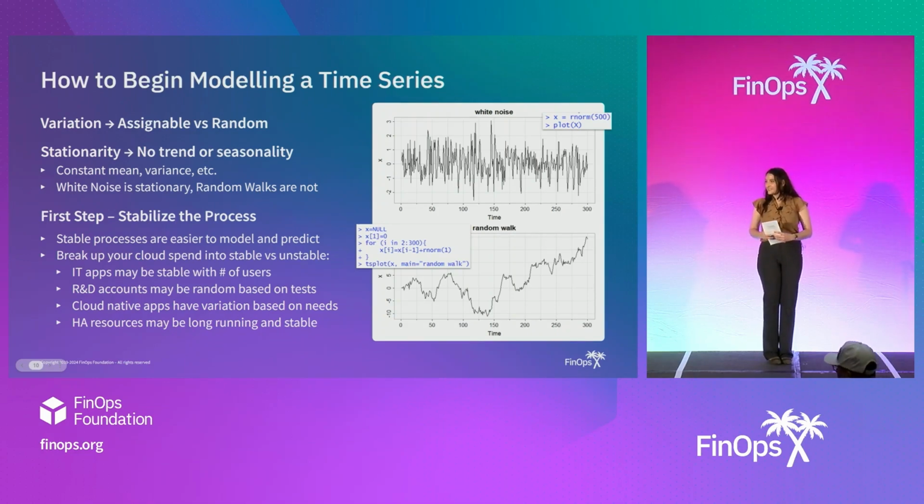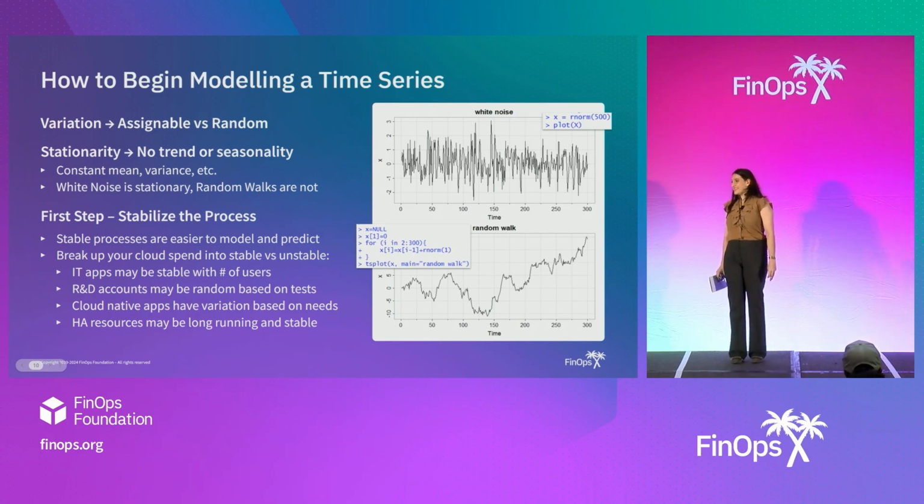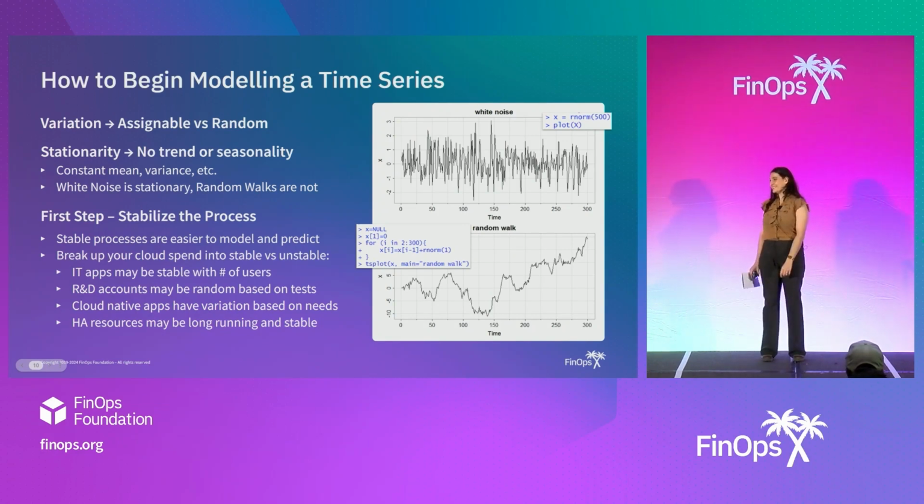How do you determine the optimal granularity you want to use for your forecast? Do you want to maybe forecast your entire cloud infrastructure costs, or by provider, by service? How do you determine how granular you want to go?